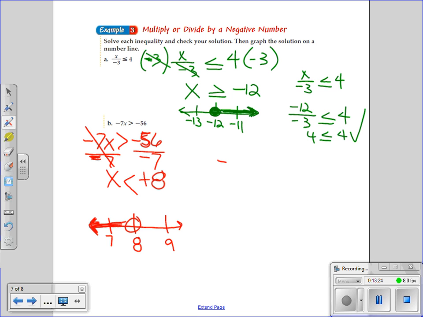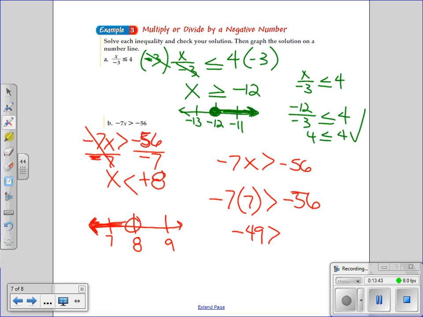Let's check our work. Negative 7x is greater than negative 56. What's a number that's less than 8 that you'd like to try? Okay, let's try 7. Negative 7 times 7, is that greater than negative 56? Negative times 7 is negative 49. Negative 49, is that greater than negative 56? Yes, it is. Negative 49 is greater than negative 56.